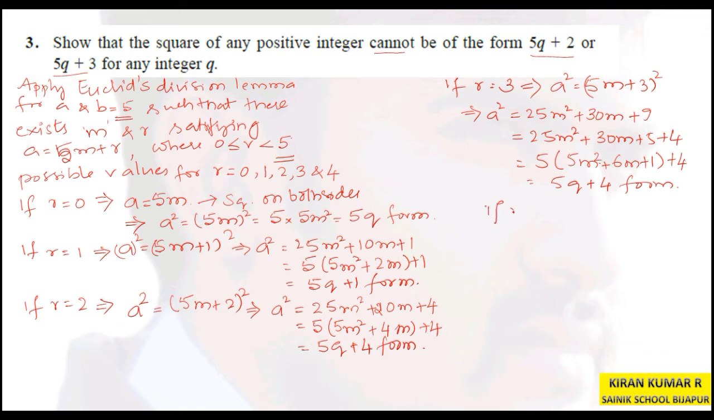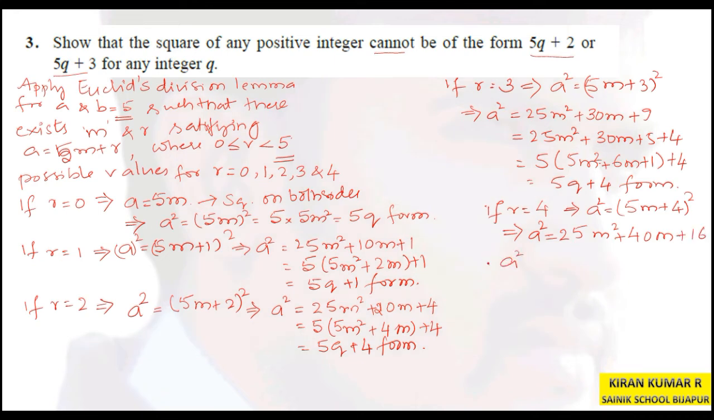If the value of r is taken 4, then a square will be 5m plus 4 whole square. Therefore, a square will be equal to 25m square plus 40m plus 16.